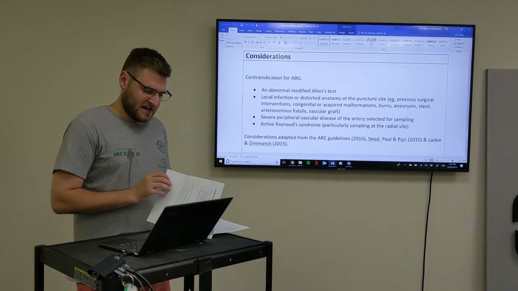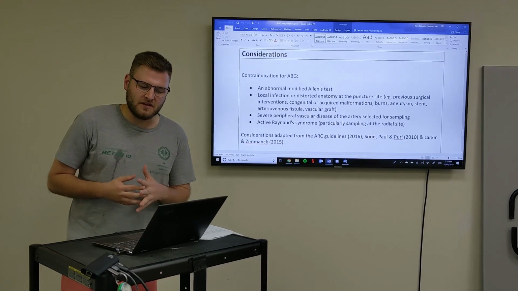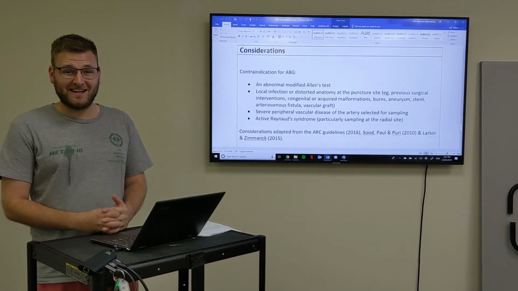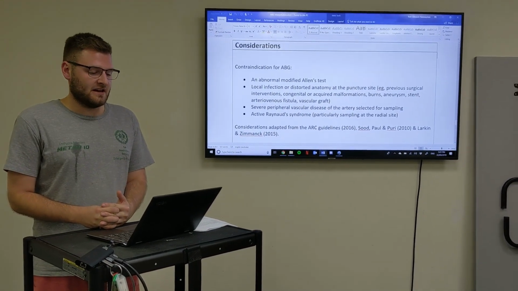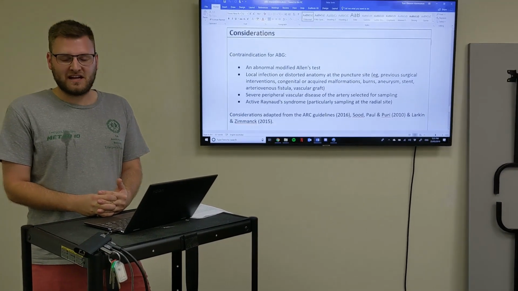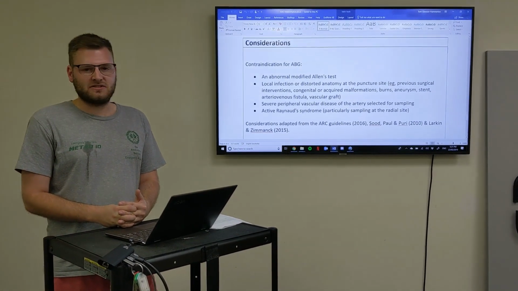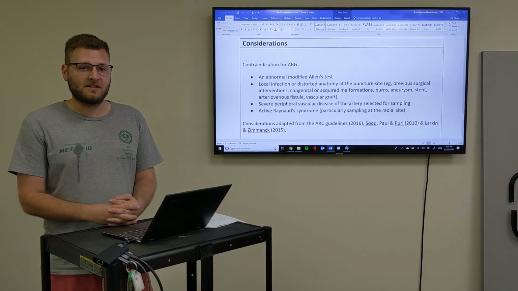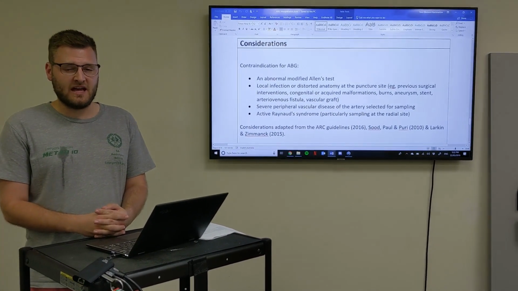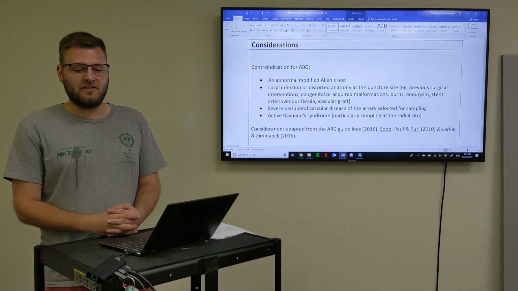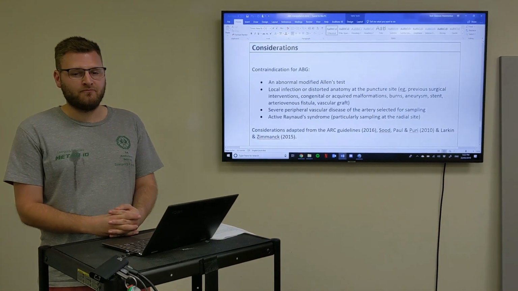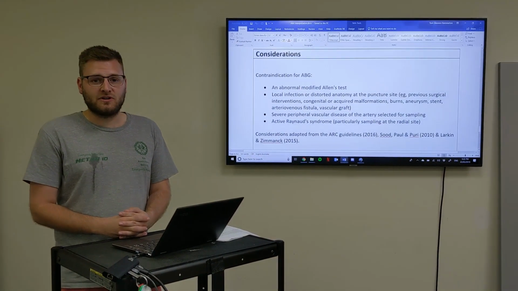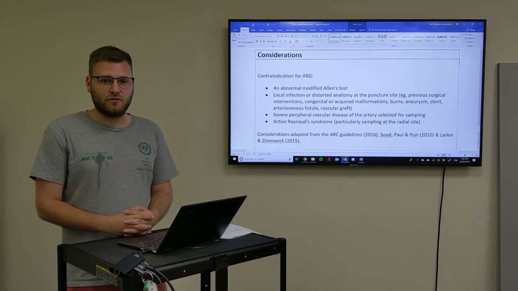Let's just quickly discuss the contraindications for an arterial blood gas. You'd be looking at an abnormal modified Allen's test. The modified Allen's test is used to determine how good the arterial blood supply is to the hand, in the incidence of poor collateral circulation to the hand through the ulnar artery.